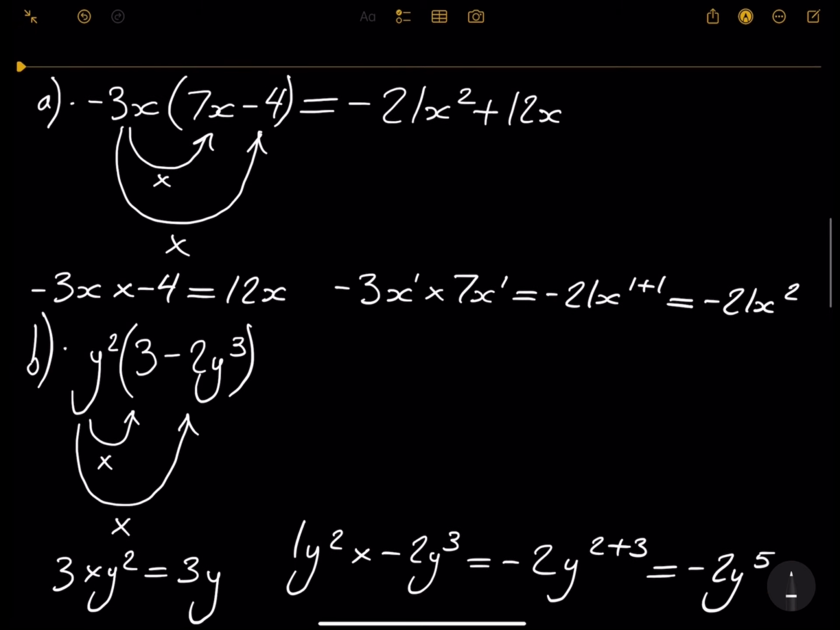Okay, so the final answer for this would be 3y squared minus 2y raised to the power 5.